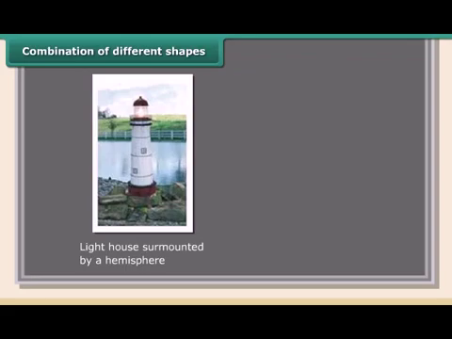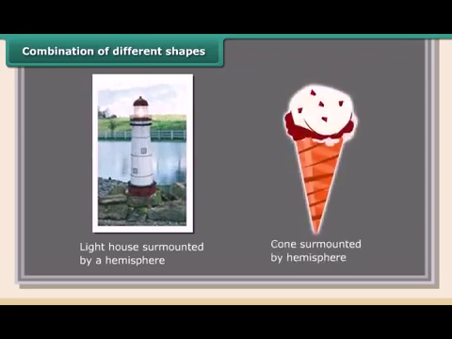Combination of different shapes. Lighthouse surmounted by a hemisphere. Cone surmounted by a hemisphere. The above shapes are a combination of different shapes. We use these shapes in our day-to-day life.